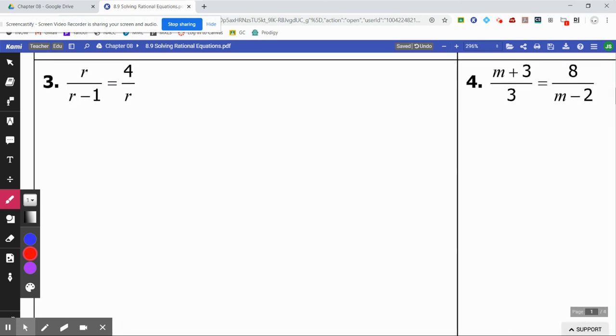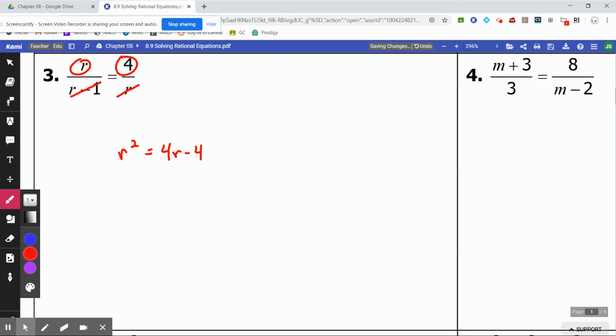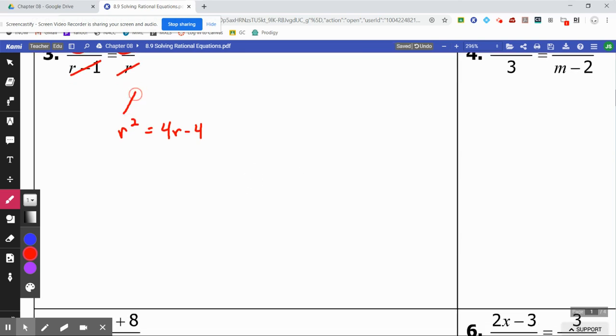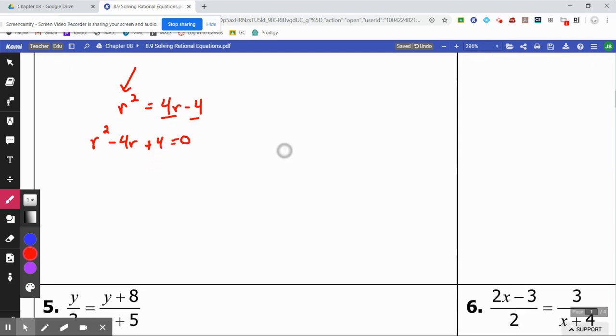Again, number three, we're going to solve it using proportions. Move the r minus 1 by multiplying. 4 times r minus 1 will be 4r minus 4. Move the r by multiplying up here, and you get r squared. Now we're dealing with a quadratic equation because you have the r squared. So let's move everything to the same side. Move the 4r by changing it to minus 4r. Move minus 4 by adding 4, and it's equal to 0 now.